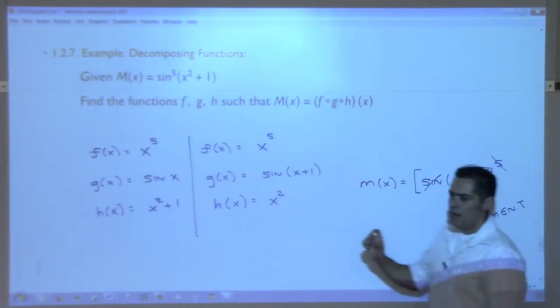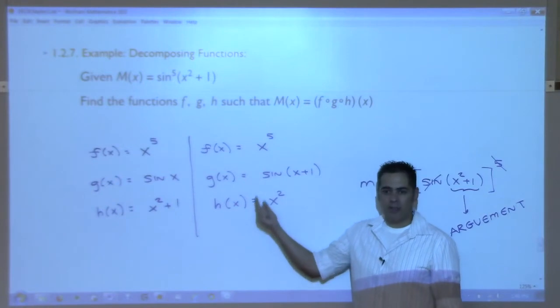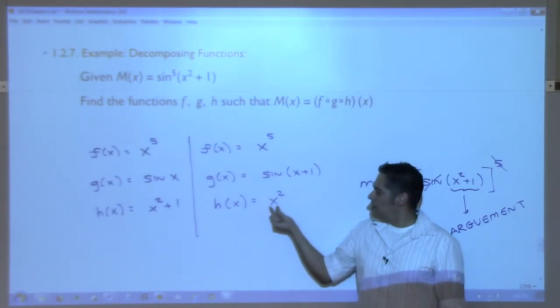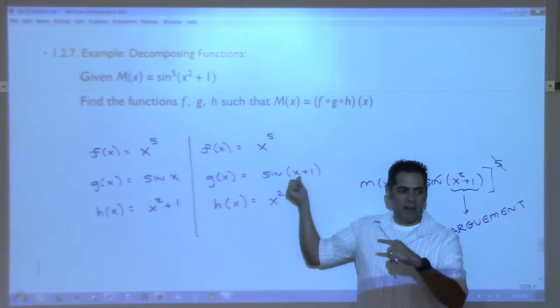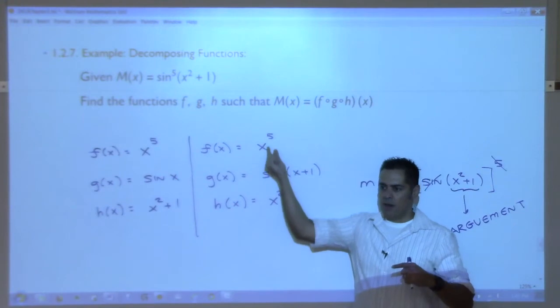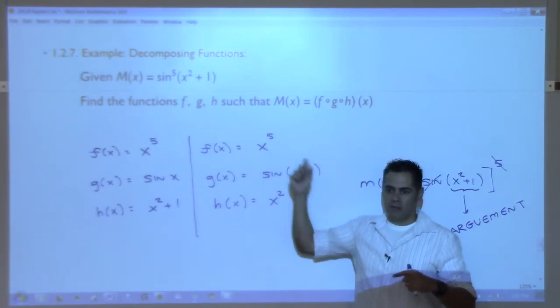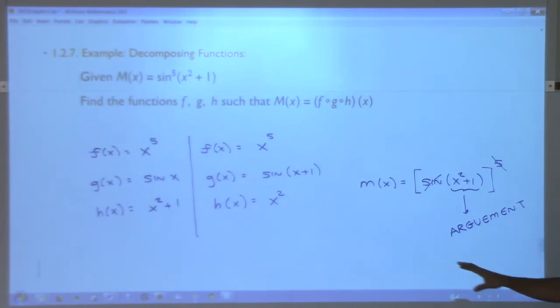So if I told you to do composition of this, first thing that would happen is h would go into this, right? So if I take x squared and plug it in right there, what would I get? Sine of x squared plus 1, right? And then I take that and I plug it in right there, and what would I have? Sine of x squared plus 1 to the fifth power. Do you see how that creates the same thing, that composition? So what you're saying is multiple answers? They're not unique. That's right. There's not a unique decomposition.